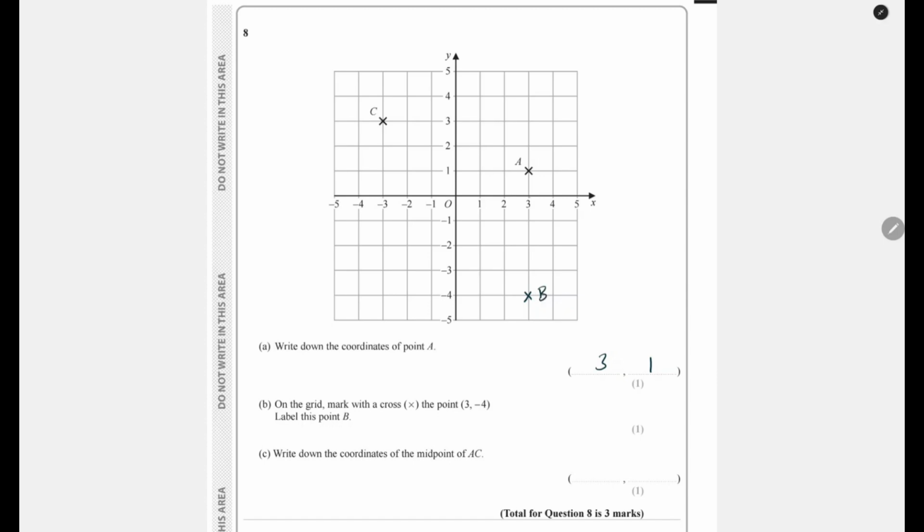Part C says, write down the coordinates of the midpoint of AC. So we'll draw that line AC. And you can see that the midpoint is here. And so we can see we don't move on the x-axis at all, and we go up the y-axis by 2. So our answer is (0, 2).